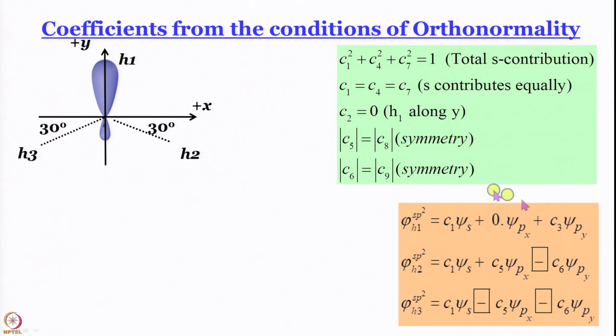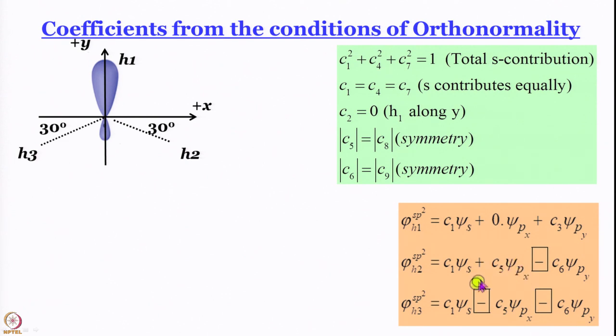Okay. This is important. This is something I have not said. See, mod C5 is equal to mod C8. Do you agree? Mod C6 equal to mod C9. Mod C8 equal to mod C9. Do you agree? Here I have already written C5, unfortunately. So, what I am saying is, modulus of the coefficient. There is no need to write modulus also because I have made the C's positive already.